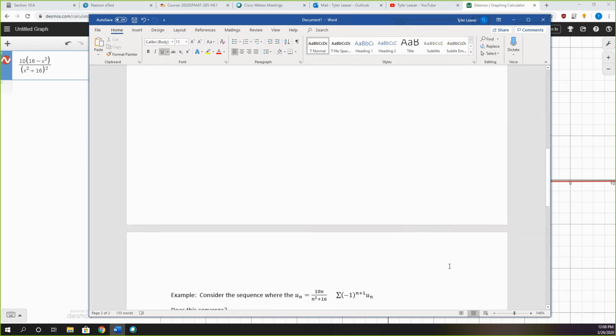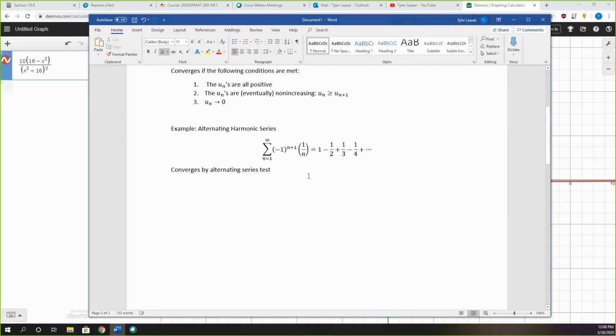A good example of that would be the harmonic series we just looked at. The alternating harmonic series does converge, but if we were to take the absolute value and turn this into the harmonic series, it no longer converges. So the alternating harmonic series is an example of conditional convergence.